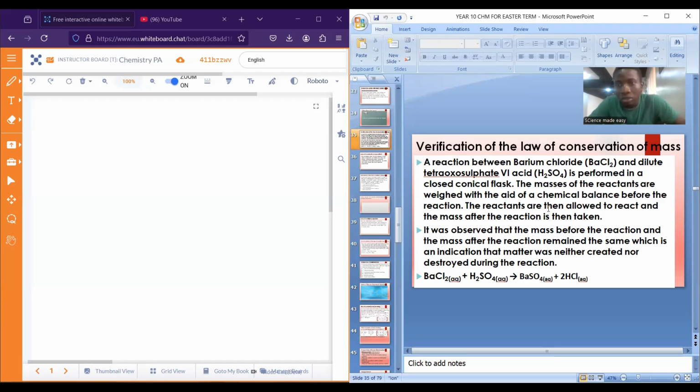So that is what John Dalton used to explain that for us. Although that law was later disproved by some scientists using radioactivity, nuclear fission and nuclear fusion. But that is what Mr. John Dalton proved for us.